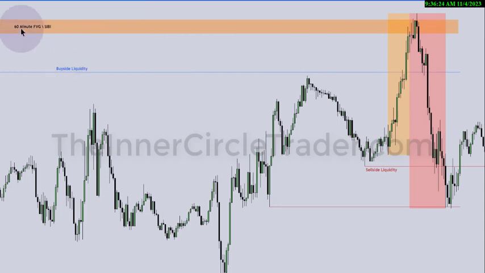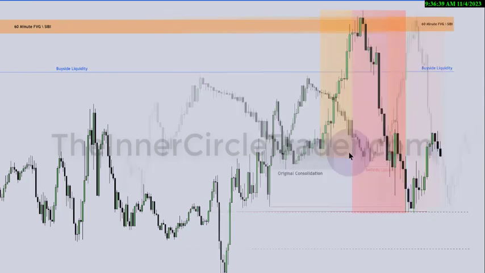And then that 60-minute fair value gap in the form of a sell side imbalance, buy side inefficiency, that's here, okay? So what we're going to do is drop down to an even lower time frame and see if there's any more detail in here with a 5-minute chart.